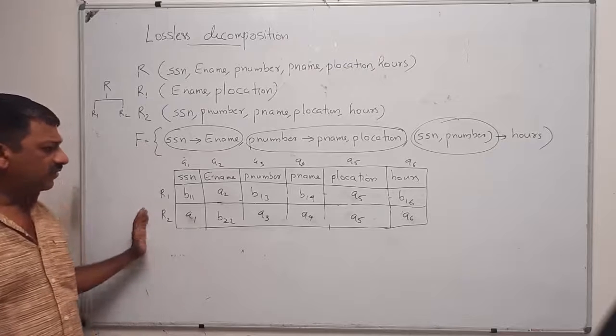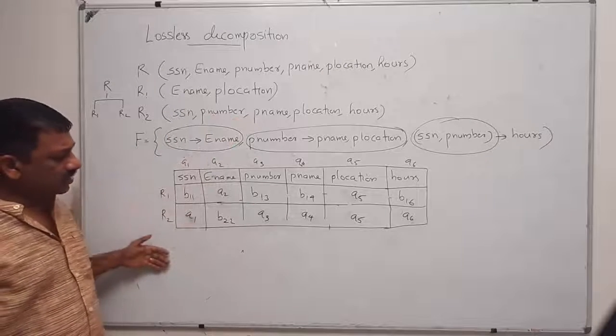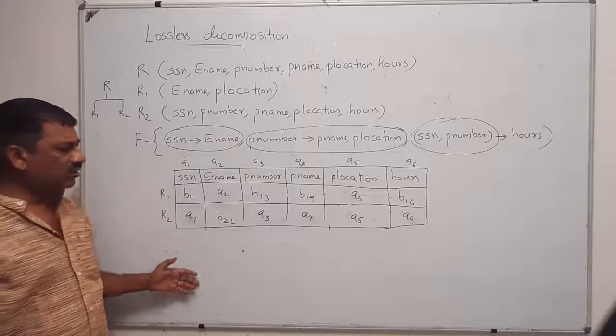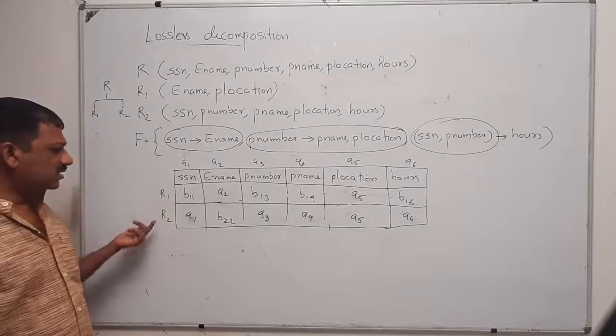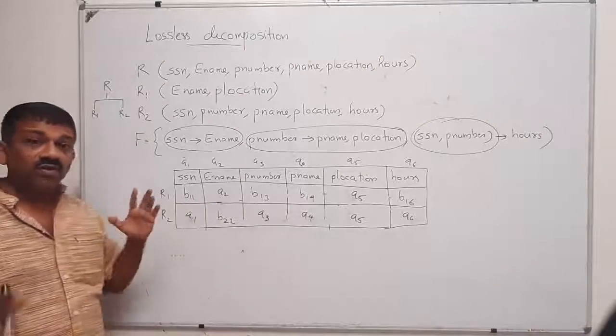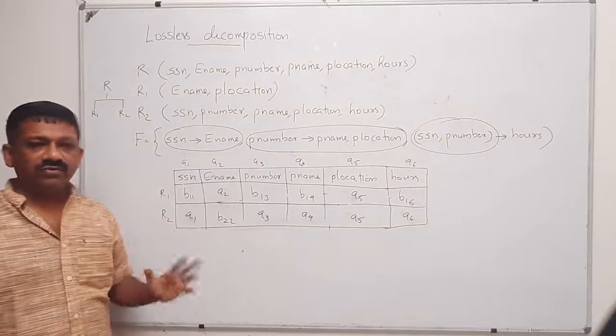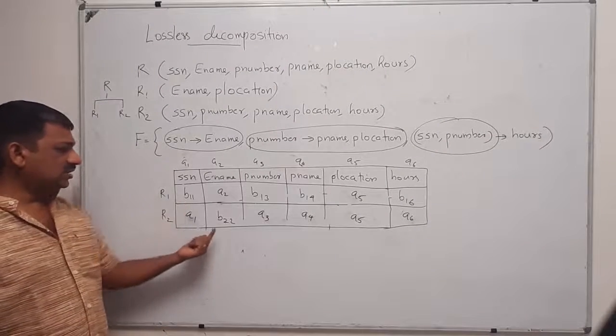So here we don't have. So after this processing, no change has occurred for this table. And here you have to look for any row which has all A's. Here this has B, this also has B.